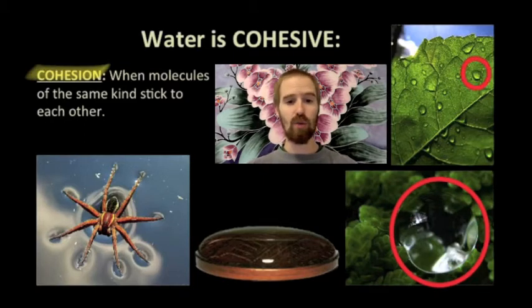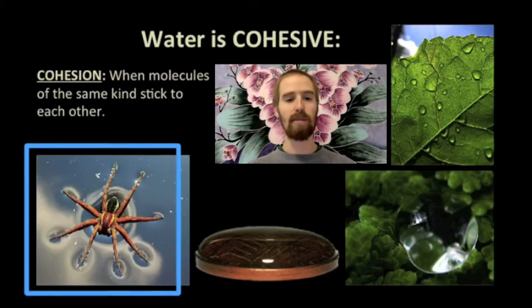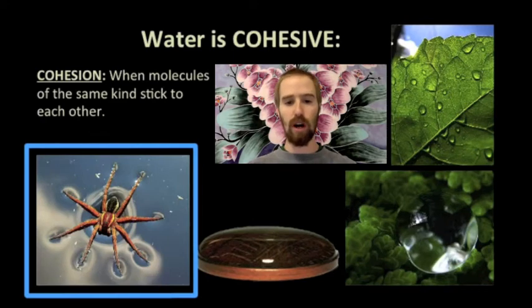And cohesion is why the droplet on the top of our penny here doesn't spill over the sides. This is also why water has surface tension. The spider in this picture is able to stand on the surface of the water because the hydrogen bonds holding these water molecules together are just strong enough to support its weight without pulling apart.